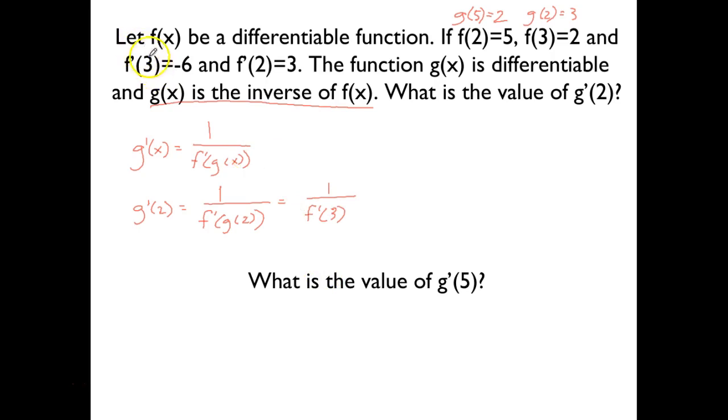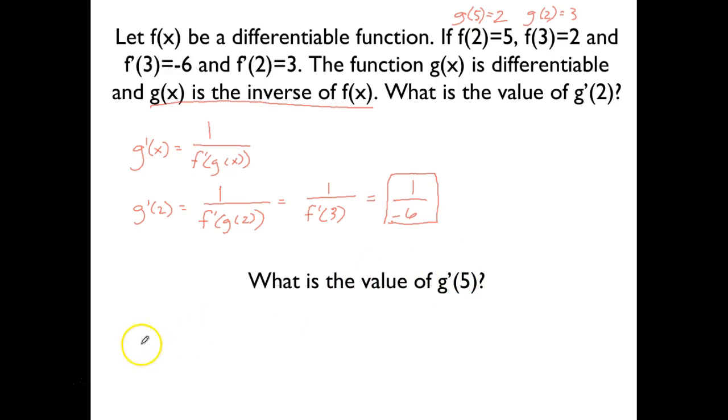Well, f prime of 3 was given to me. f prime of 3 is negative 6. Look at that. That's the derivative of the inverse at 2. It's going to be 1 over negative 6. So let's do another one.